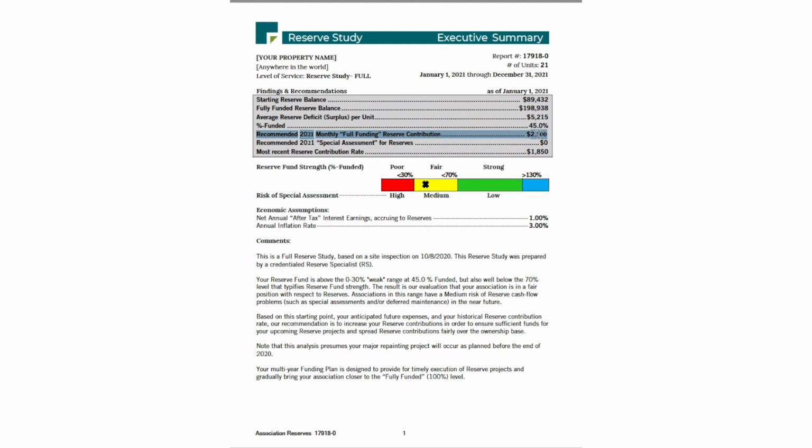Now, let's look at the recommendation. In this sample, we recommend that the client contribute $2,500 to not only match the deterioration, but to also catch up and get ahead. This client is currently at 45% funded, which puts this client at a moderate risk of cash flow issues.